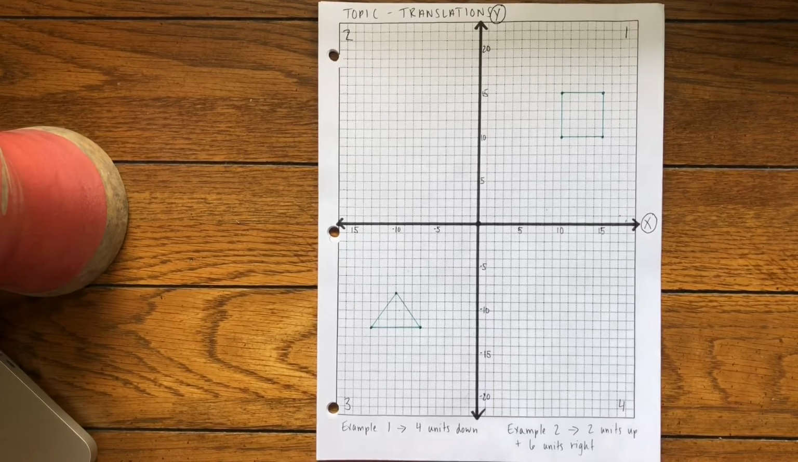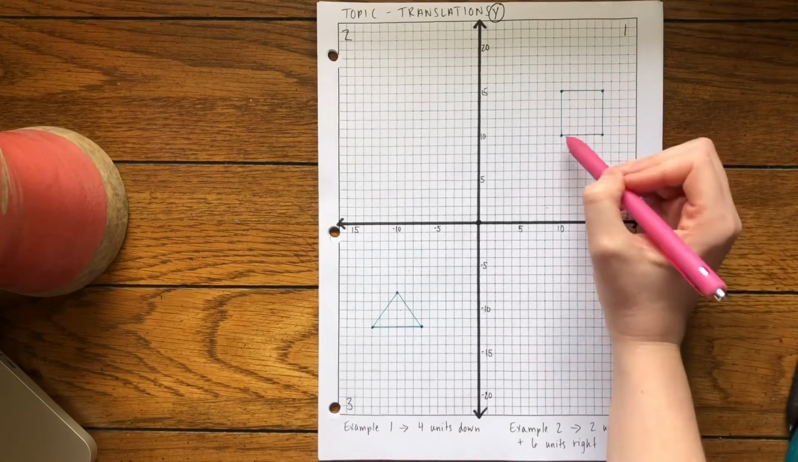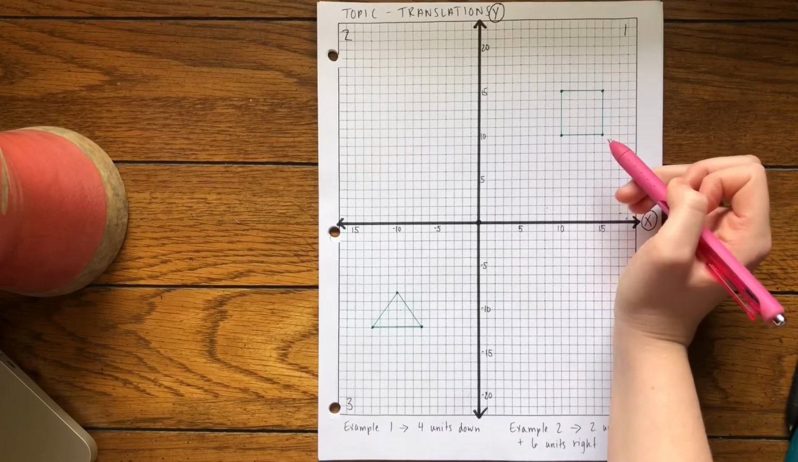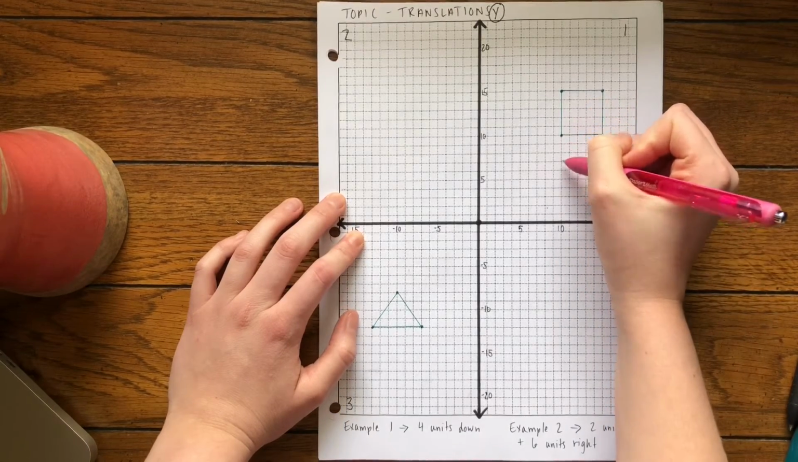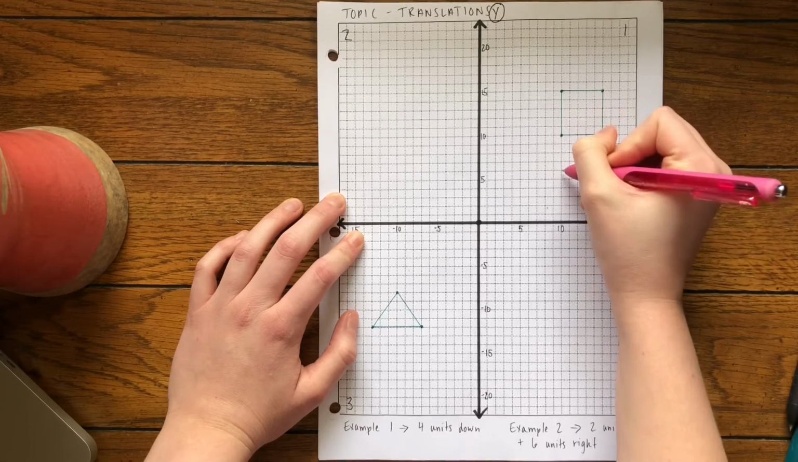So for example 1, we're going to look at the square here. I'll use a different color pen. Down here it says example 1 is going to be 4 units down. So you're going to look at each point of the shape and you're just going to move it 4 units down. So here, 1, 2, 3, 4.